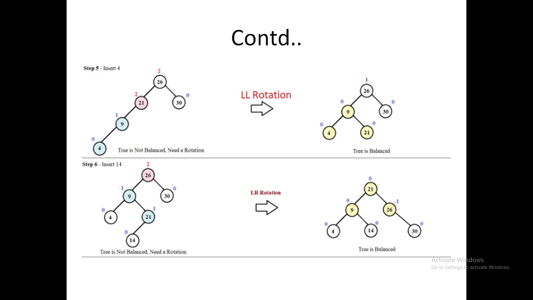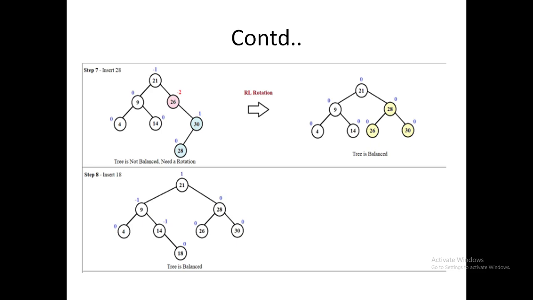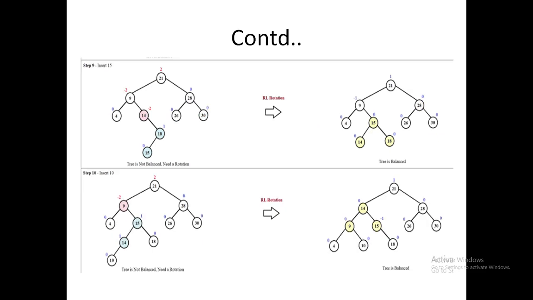So for that we need to make the right subtree of the left subtree of the right child. So RL rotation needs to be done. Okay, after that, insertion of 28 will again need an RL rotation. Then insertion of 18 doesn't make any change at all. By inserting 15, that will make the RL rotation.